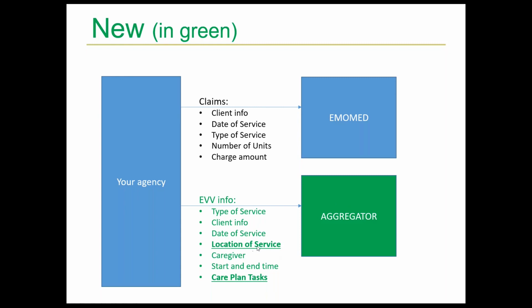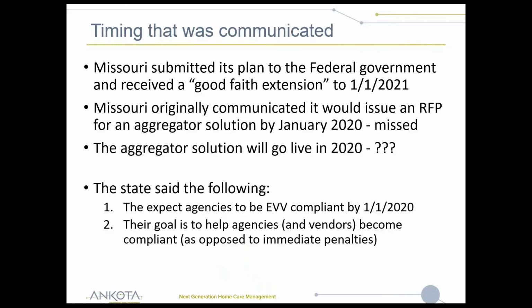But there's this new information, so the location of service, either the GPS or the matching phone number, and also the tasks are going to have to go to the aggregator. So this is when they came out, and this was actually in 2019, we were told that they would be putting out an RFP, or that they would be applying to the federal government for a good faith extension to not have this in place until January of 2021, and that they were going to put out a request for proposal for the aggregator, and that they were expecting the agencies to be fully compliant by 2021.